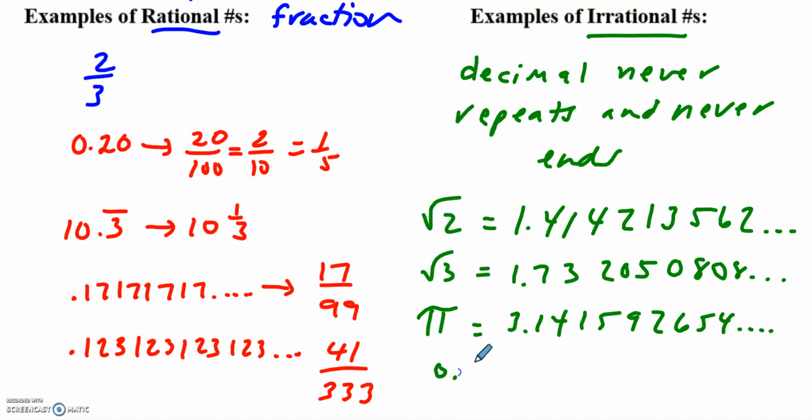Even a decimal like 0.1102, 03, 04, 05, on and on, this doesn't repeat and doesn't end, so that would also be considered an irrational number.